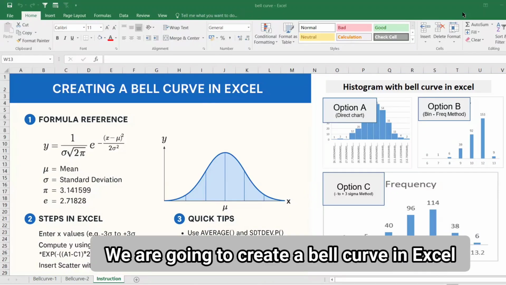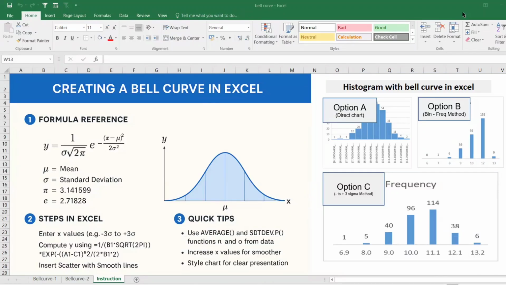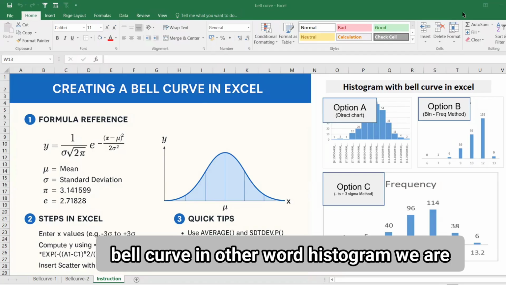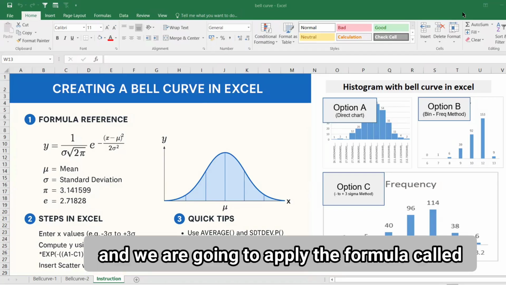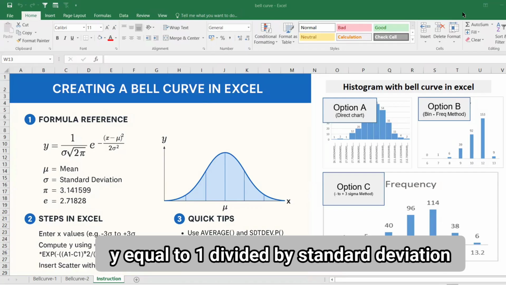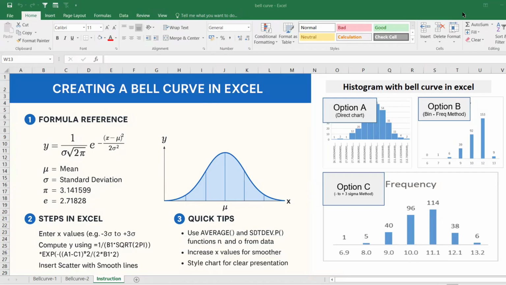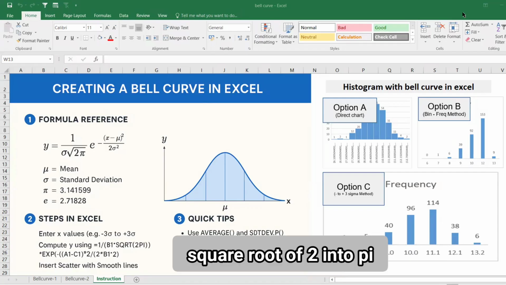We are going to create a bell curve in Excel. Bell curve, in other words, histogram, we are going to create, and we are going to apply the formula called y equal to 1 divided by standard deviation square root of 2 into pi.